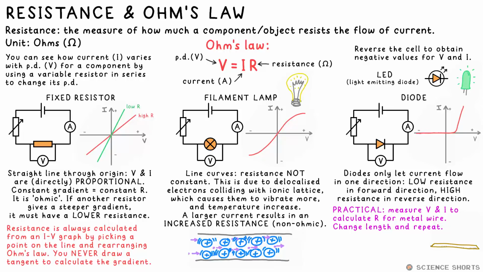We can do another practical on resistance by measuring V and I for a length of metal wire connected to a circuit with crocodile clips to calculate its resistance using Ohm's law. We move one clip further up the wire to see how the length of the wire affects its resistance. Plotting resistance against length, we should end up with a straight line through the origin, showing that they're directly proportional.